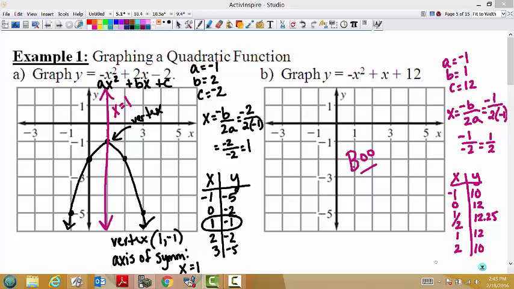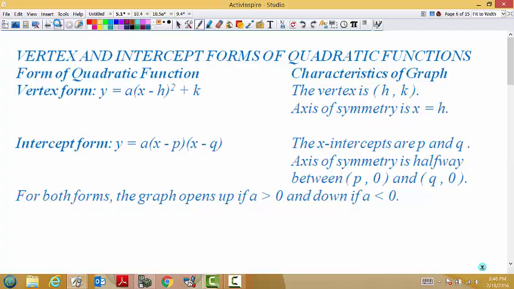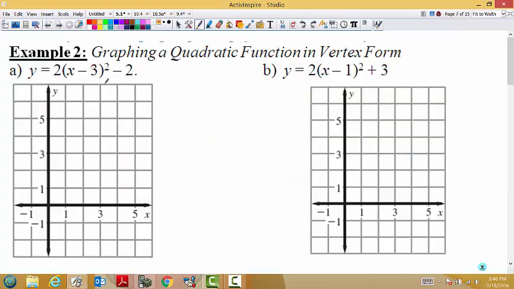We'll go ahead and say what the vertex would be: 1/2 and 12.25. It would open down, by the way, because of the negative. And the axis of symmetry, let's call it AOS, would be x equals 1/2. Let's go on. Vertex and intercept forms. Sometimes they give it to you in vertex form. Let's go ahead and look at that.